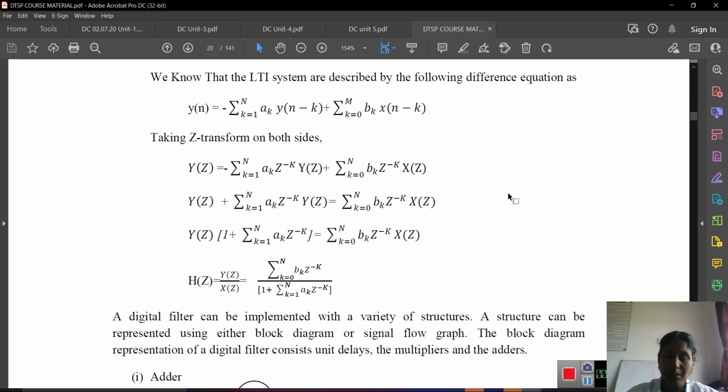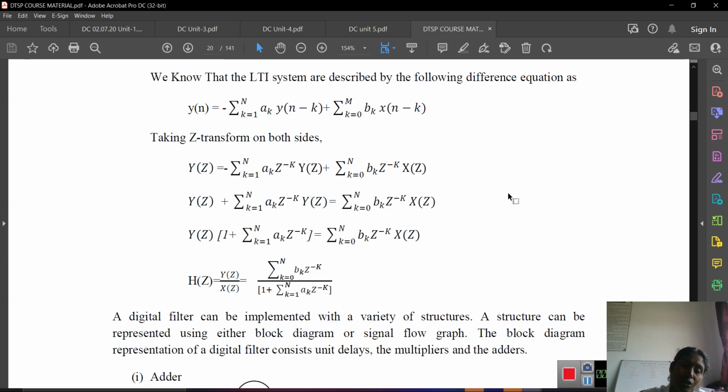Then we bring the term to the other side and rearrange the equation. The minus term, when it comes to the left side, automatically changes to plus. Y of z plus summation k equal to 1 to N, ak z power minus k Y of z, equals summation k equal to 0 to M, bk z power minus k X of z. We arrange Y of z on the left side and X of z on the right side. Taking Y of z common on the left side, Y of z times 1 plus summation k equal to 1 to N, ak z power minus k, equals summation k equal to 0 to M, bk z power minus k into X of z.